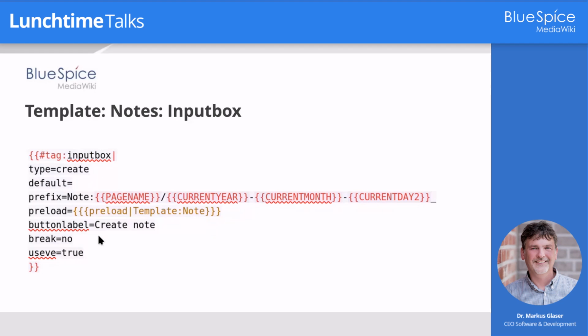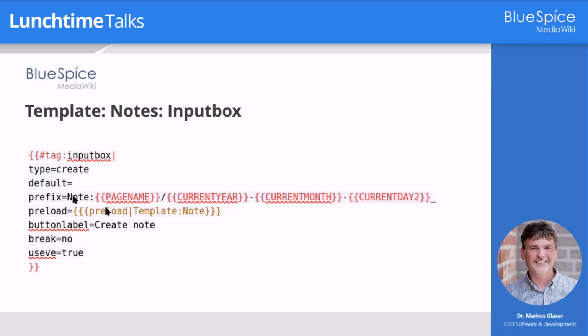Break no is for some visuals, so we don't want a line break between the input field and the OK button or the create node button. And then in the target article, which we're going to create, we want to use Visual Editor. So use Visual Editor equals true, because our users, when they create a node, want to use the Visual Editor, not wiki text.